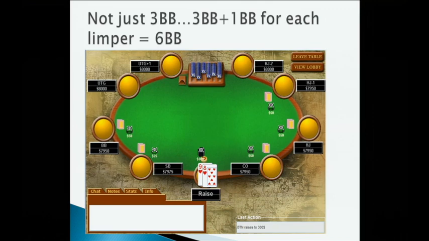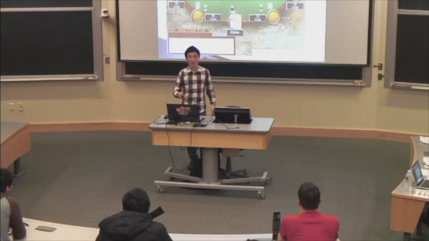The fact that you only raise to 6 big blinds instead of going all in is predicated on you having at least like 25 to start the hand or something, where it's enough to escape if something weird happens after.